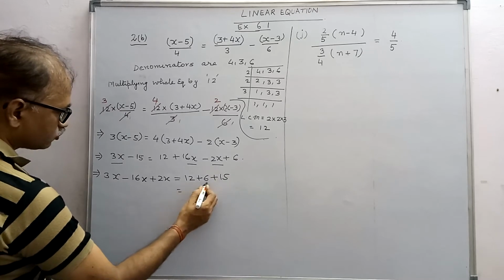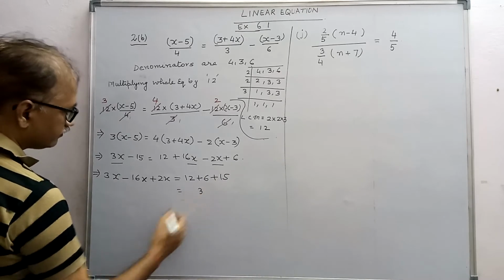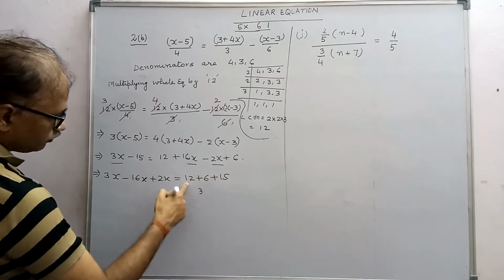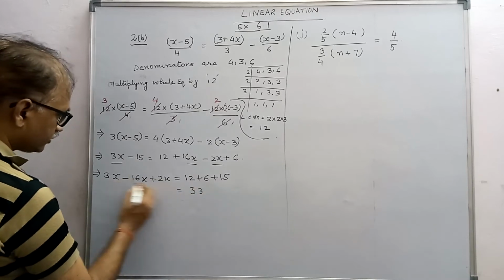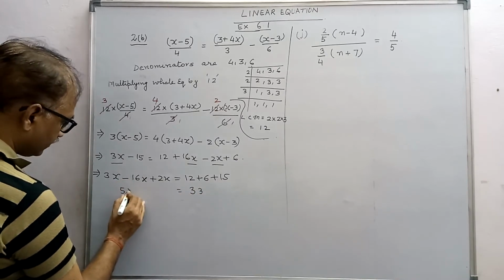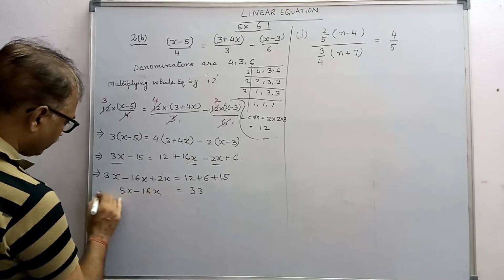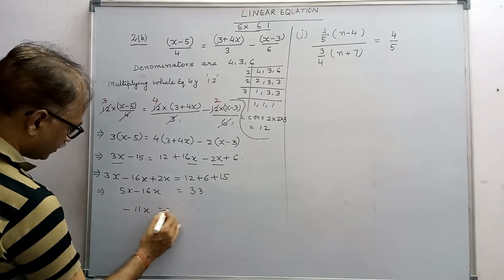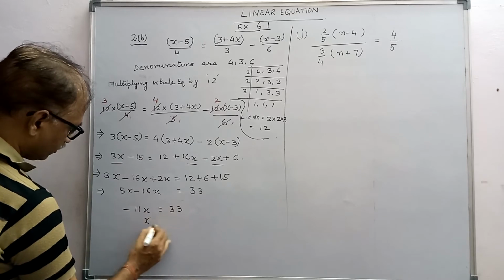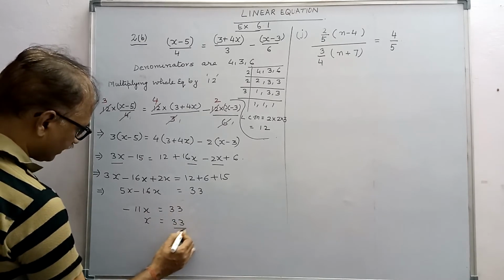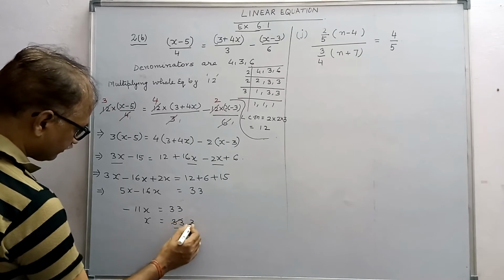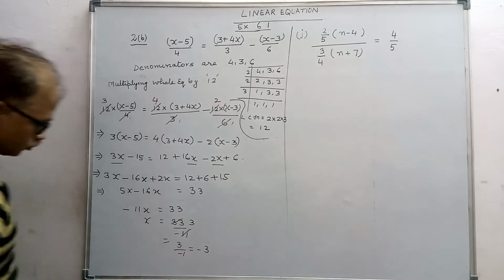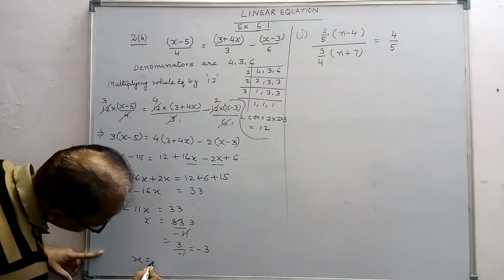This side you will get 6 plus 2, 8, 8 plus 12 is 20, 20 plus 15 is 35... that is, 33 in total. Here you see 3 plus 2 is 5x, minus 16x. 5 minus 16 is equal to minus 11x is equal to 33. x is equal to 33 upon minus 11. 11 3s are 33. That is equal to 3 upon minus 1, that is nothing but minus 3. The solution is x is equal to minus 3.